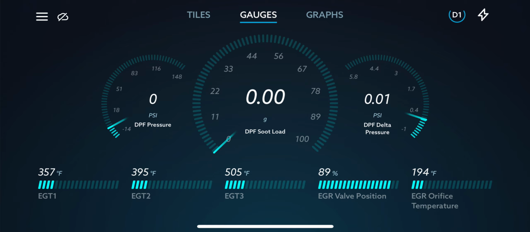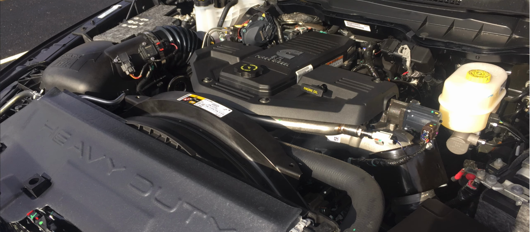But you see here my EGTs are low. We can see my EGR valve position is 89% open, so 89% of the EGR is going back into the intake. And right now the truck is parked. You can see the EGR orifice temperature, it's 194 degrees, so it's still letting hot gases back into your intake.